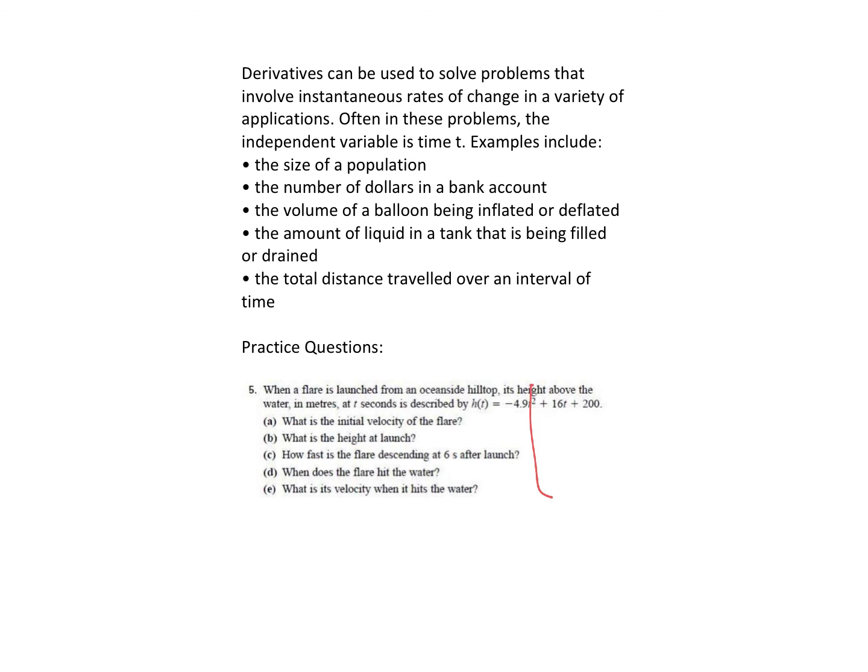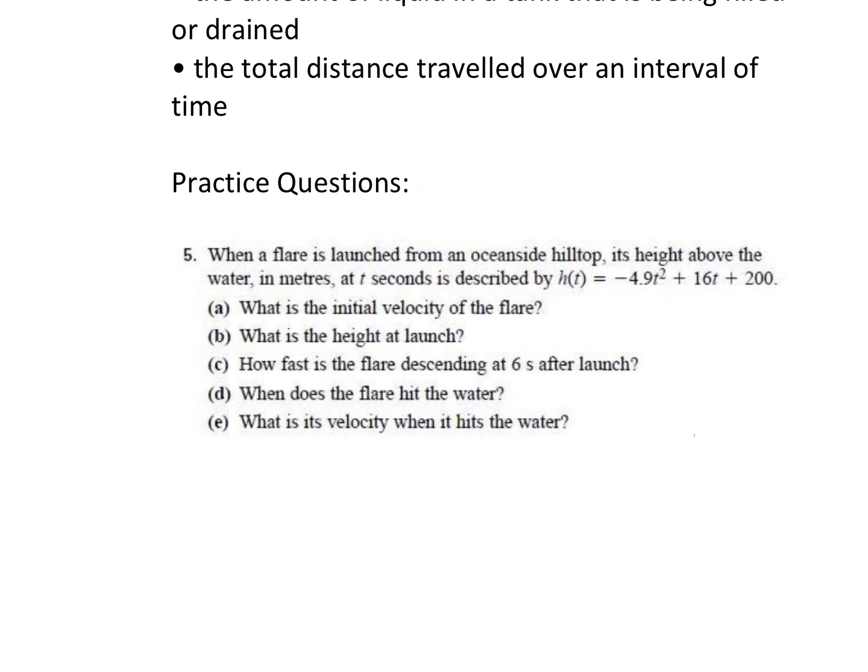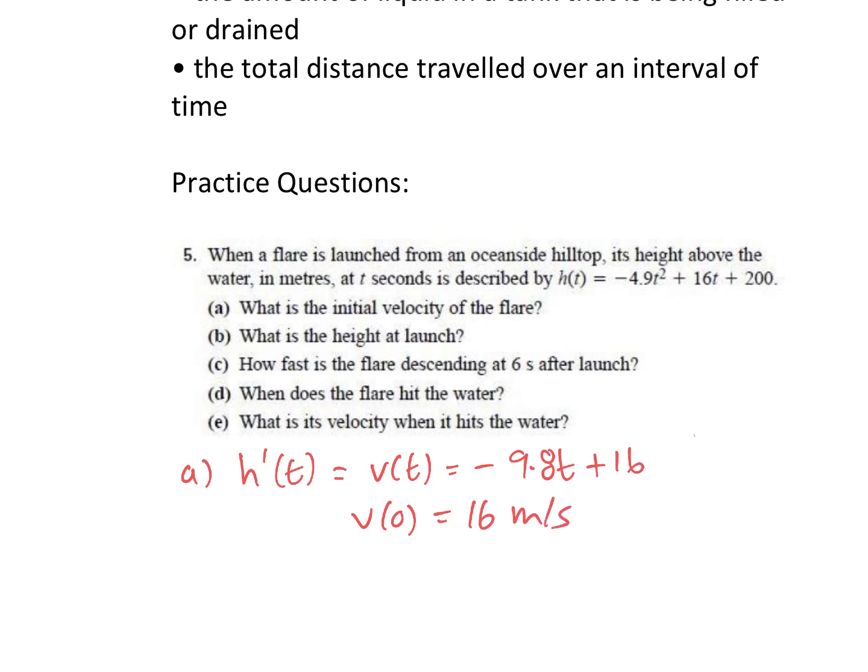Okay, let's look at one last example here. So this is similar to what we just did. So we have a flare launched. We have the height given, the initial height, or sorry, the initial velocity. So we need to find the velocity, which will be the derivative of height. So we'll call that v of t. So that works out to be minus 9.8 t plus 16. Once we know the velocity equation, we can find the velocity at 0, which is obviously 16 meters per second, which means it's going up.